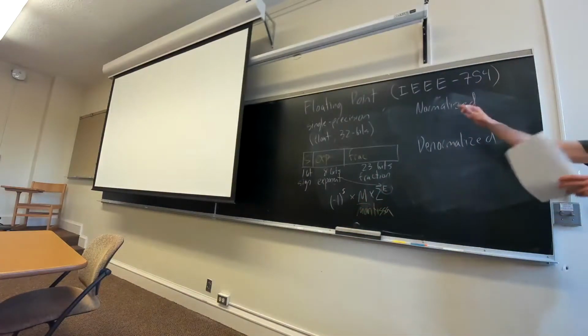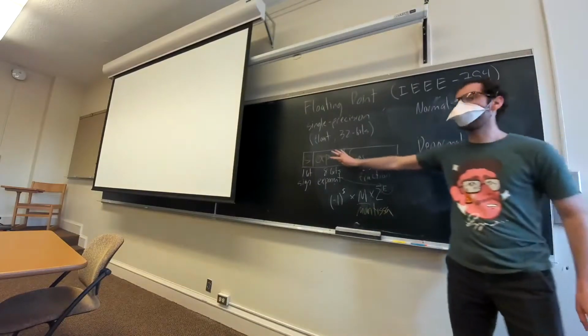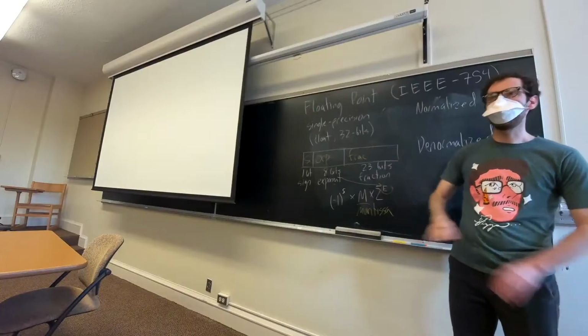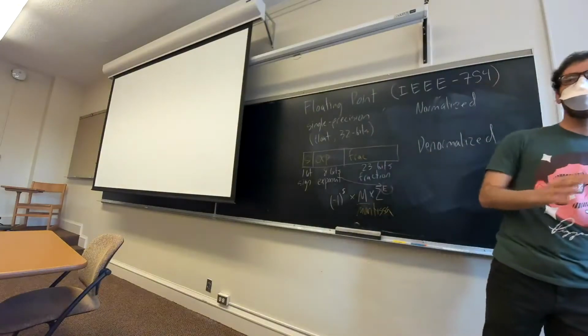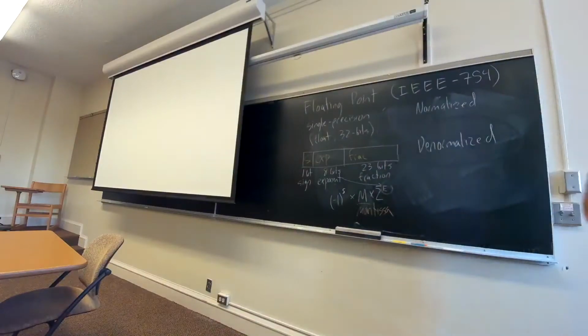Again, the details of all these different modes are less important than this general idea that we're separately representing an exponent and a fraction. That lets us get to both very small numbers with negative exponents and very large numbers. What other questions do you have?